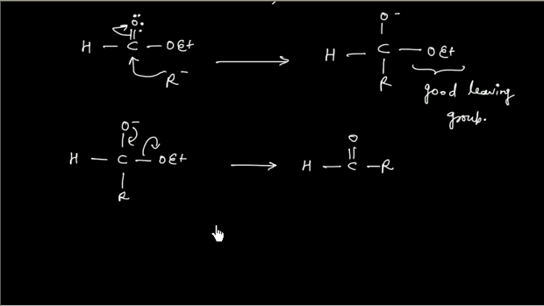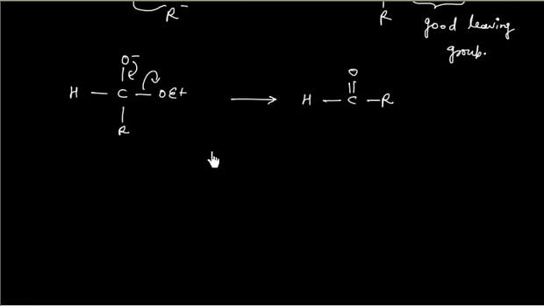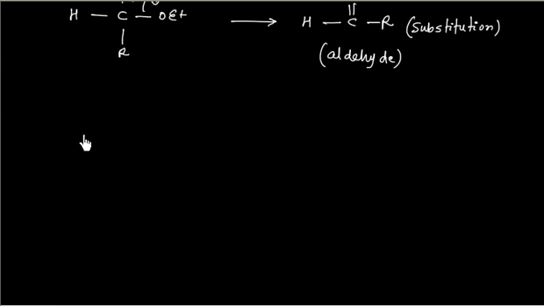So up to this point we have a substitution reaction. We have removed OEt and added R. So up to this step is a substitution. If you see, this is an aldehyde. Aldehyde can further react with another mole of Grignard reagent.